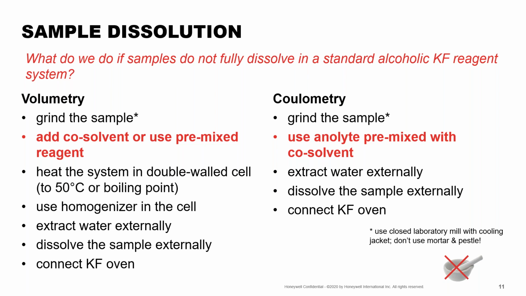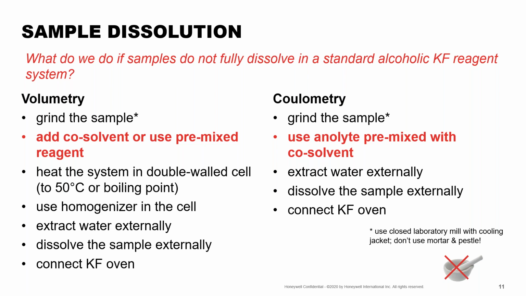What we're going to be diving deeper into in the next couple of slides is what's bolded here, the addition of co-solvents. This is also a trick that's possible both with volumetric and coulometric titration. We're going to walk through some common co-solvents that we recommend for different types of samples, as well as some co-solvents that we want to avoid.